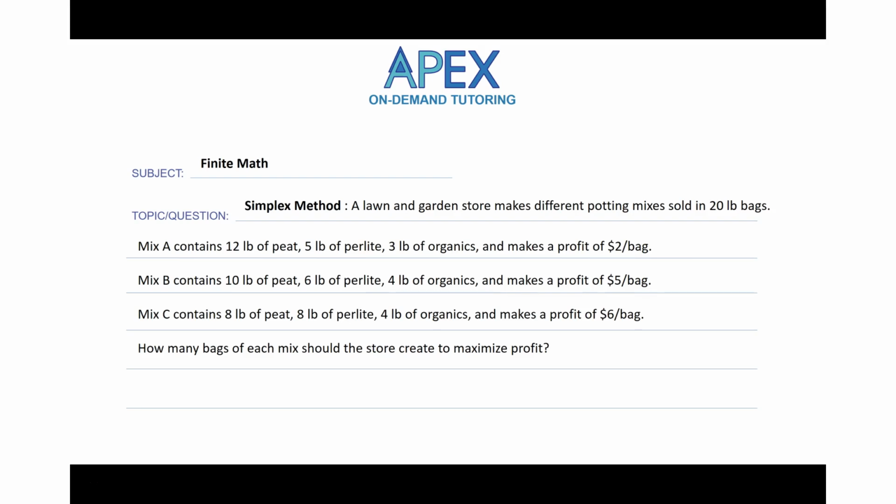Now, in our previous video, where we looked at the exercise regimen, we talked a little bit about how to set up the model, but we'll just talk about this for a second. We're going to say that variable x1 is the number of bags of mix A that we create. X2 is going to be the number of bags of B, and of course x3 is going to be the number of bags of C.